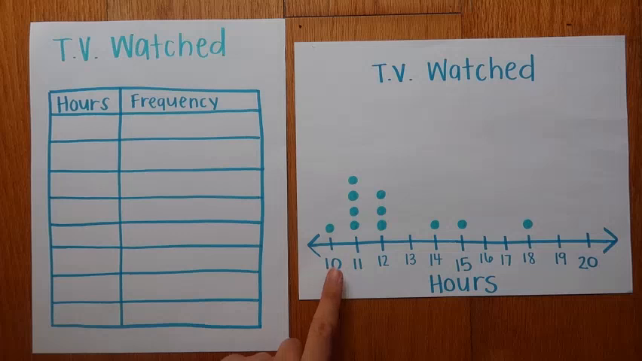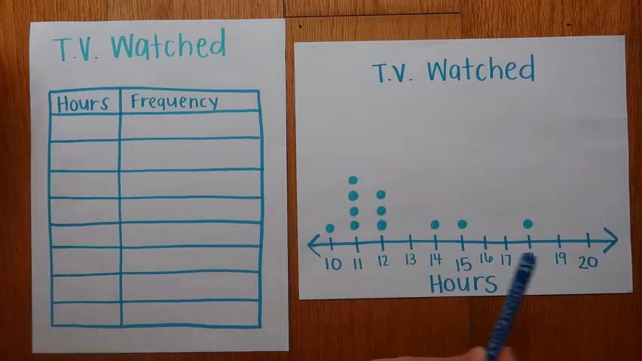So I had a number line here that went from 10 to 20. When I put it over here, I'm only going to go from 10 to 18 because 19 and 20 didn't have any, so I don't need to include them at the end.